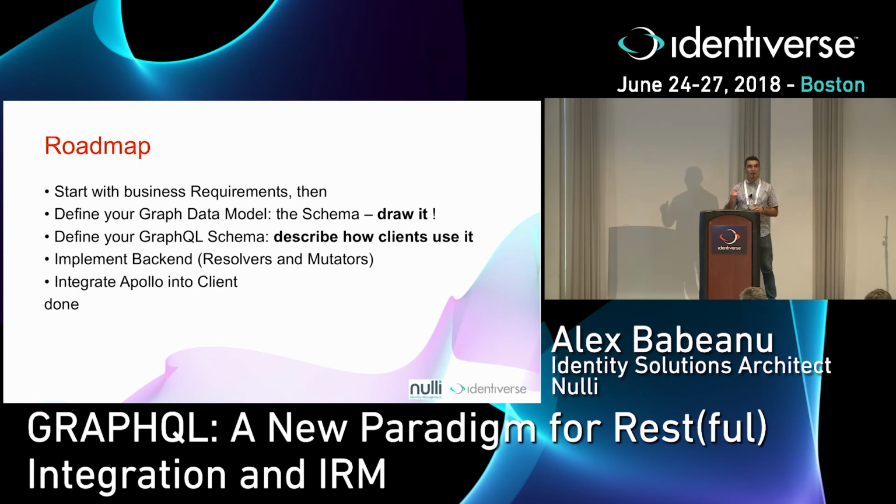The next thing is define your GraphQL schema. And here, the important point to remember is you need to specify the schema in exactly the way you expect your clients to use it. So how will your clients use it? And that's how you define your schema. And finally, you need to implement your resolvers and integrate the GraphQL client into your client, and you're done.